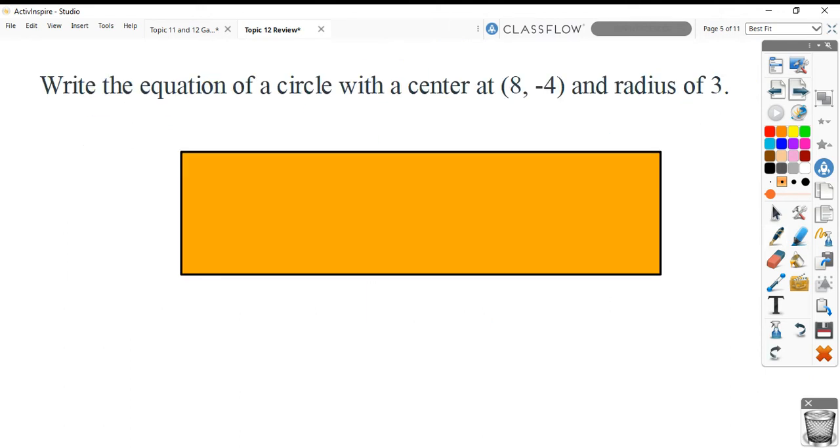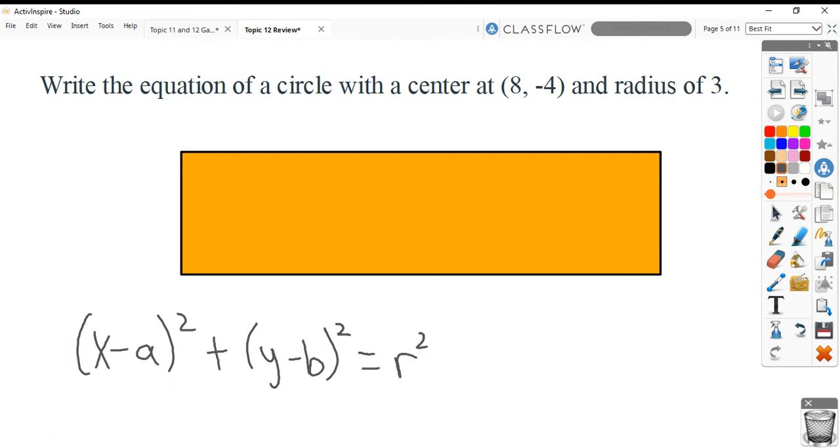All right. This next one, write the equation of a circle, and it gives us the center and the radius. First thing we need to know about the equation of a circle is that it always looks pretty much the same. It always looks something like this: x minus a squared, plus y minus b squared, equals r squared.